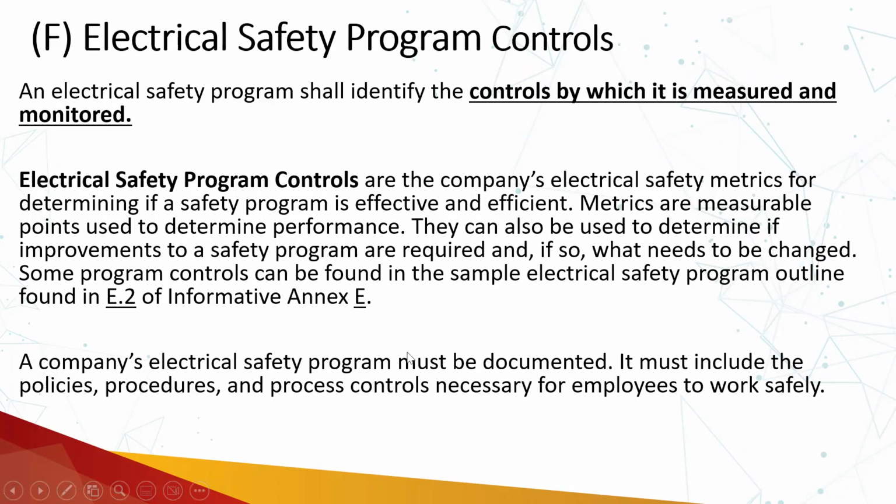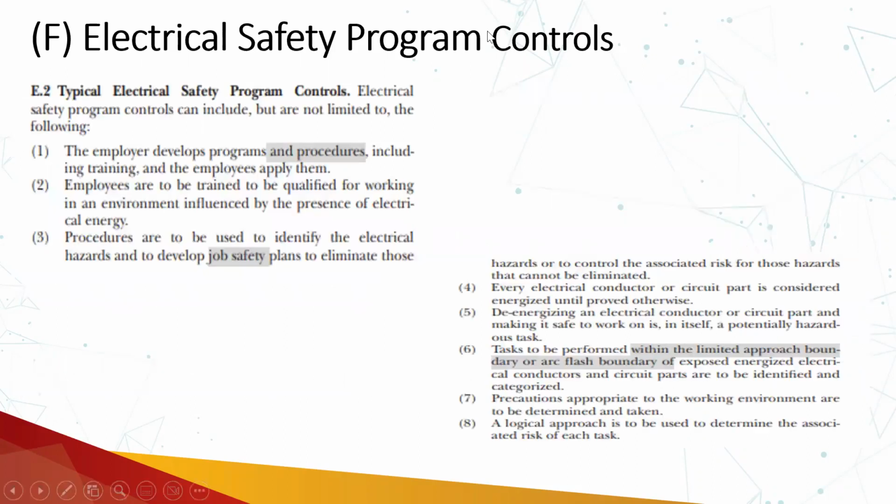The company's electrical safety program must be documented. It must include the policies, procedures, and process controls necessary for employees to work safely. So what are some of the controls mentioned here in the annex? The employer develops programs and procedures, including training, and the employees apply them. Employees are to be trained to be qualified for working in environments which are influenced by the presence of electrical energy. The procedures are to be used to identify the electrical hazards and to develop job safety plans to eliminate those hazards or to control the associated risk for those hazards that cannot be eliminated.